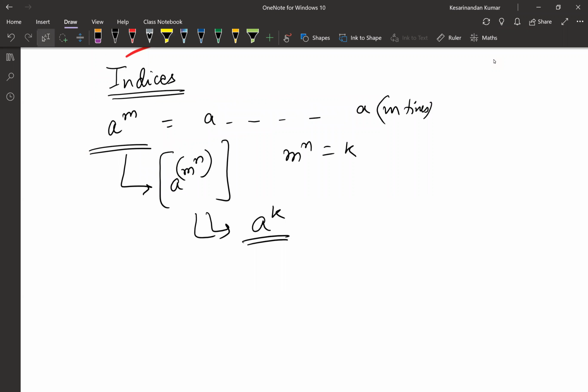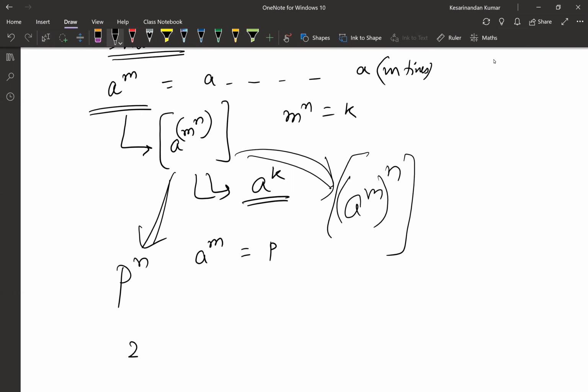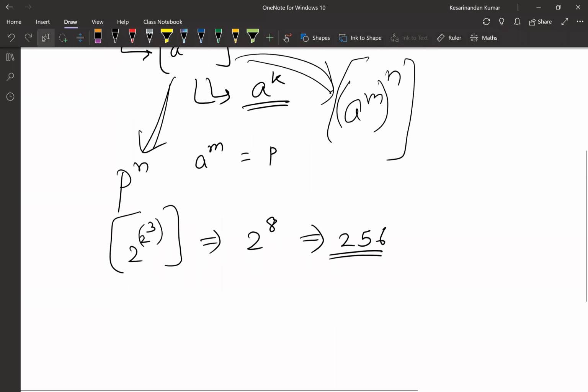Or you could also do it like this. Suppose a raised to m is equal to p, then this can also become p raised to n. What you will be doing here is first solving this bracket and then this bracket. It will still be the same. Let's take an example: 2 raised to 2 raised to 3. Let us solve this first. 2 raised to 3 is 8, so this will be 2 raised to 8, and 2 raised to 8 is 256.